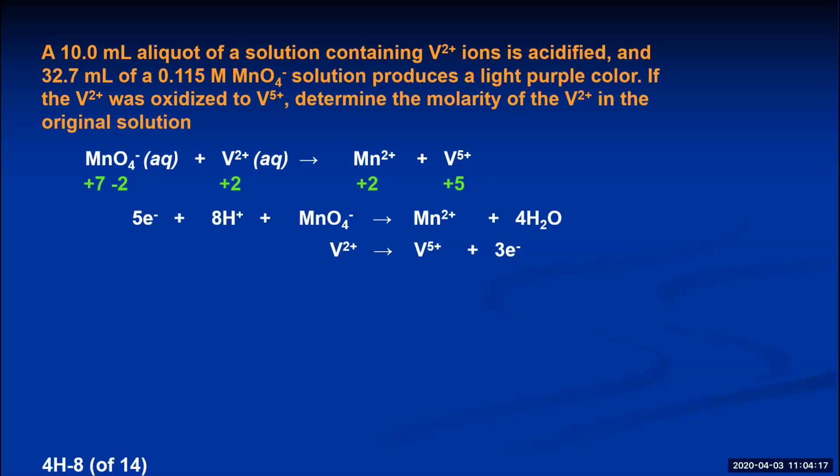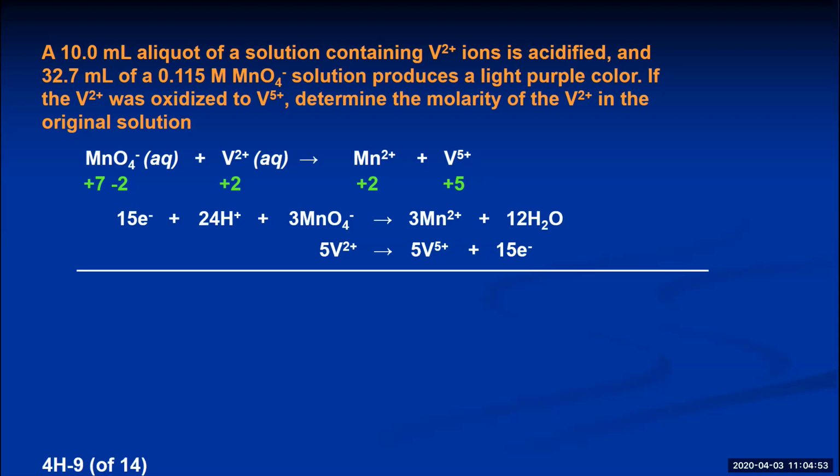In order to add them together, we have to make sure the electrons gained and lost are equal. And I have a 5 electron change and a 3 electron change, so I'm going to find a common multiple of 15. I'm going to multiply the top reaction by 3, the bottom reaction by 5. So multiplying the top reaction by 3, this will become 15, 24, 3, 3, and 12. And the bottom reaction will become 5, 5, and 15. And now I'll have 2 reactions where the number of electrons gained and lost are exactly the same. So now I can add these together.